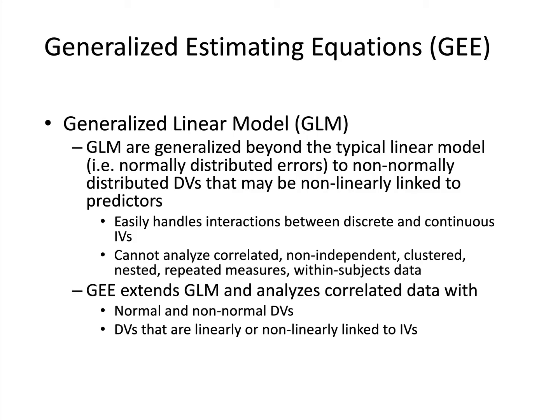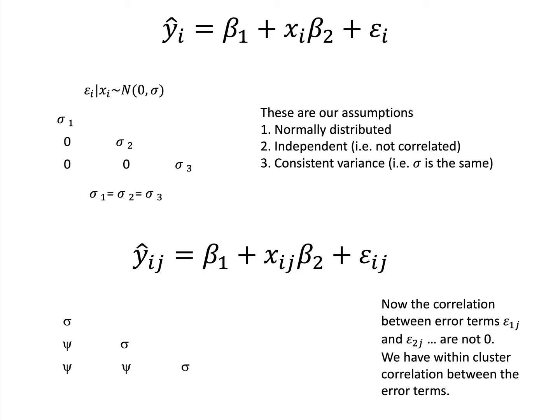A non-normal dependent variable that is linked to your independent variables through a link function. You just didn't think about logistic regression as using a link function, but here we're going to explicitly discuss that. All right, so let's take a step back.